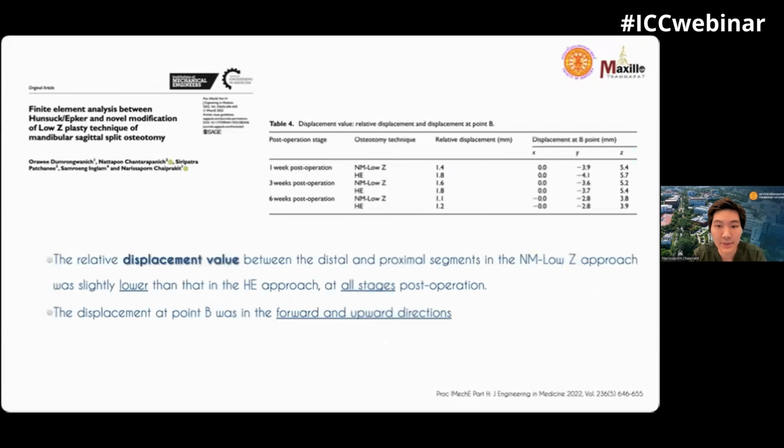And the relative displacement value between the distal and proximal segments in the NM-LowZ approach was slightly lower than that in the HE model at all stages post-operation. The displacement at point B was in the forward and upward direction. This implies that the post-operative distal segment will be displaced in these directions. So when we set up the MMC occlusion, we should consider compensating for the relapse.